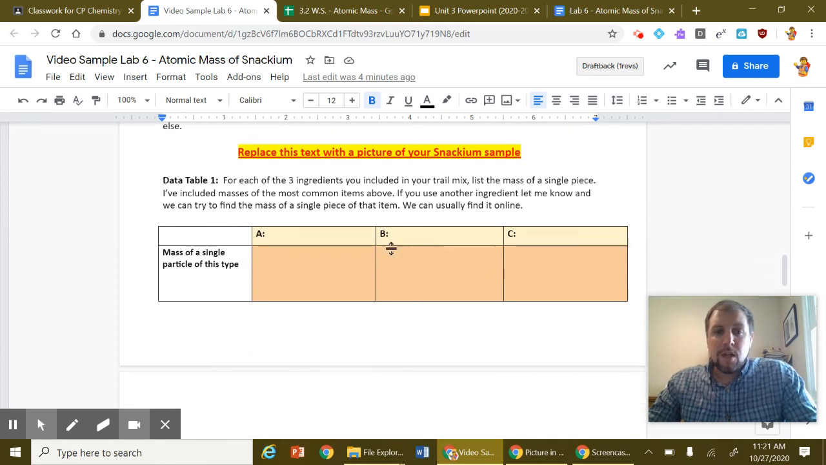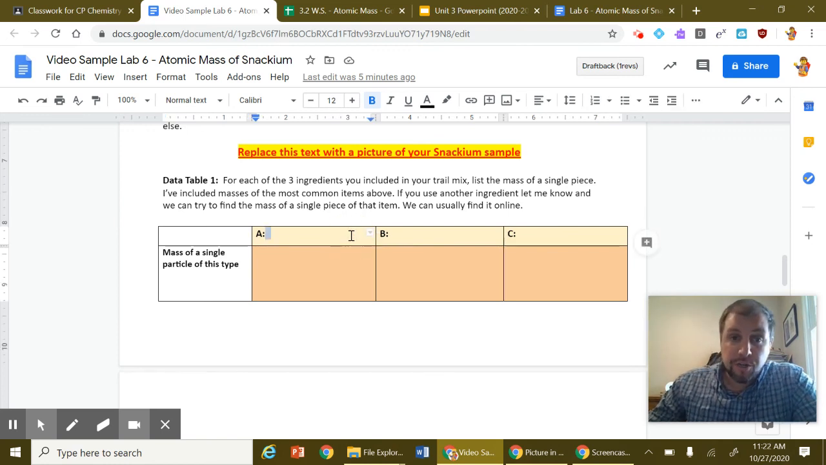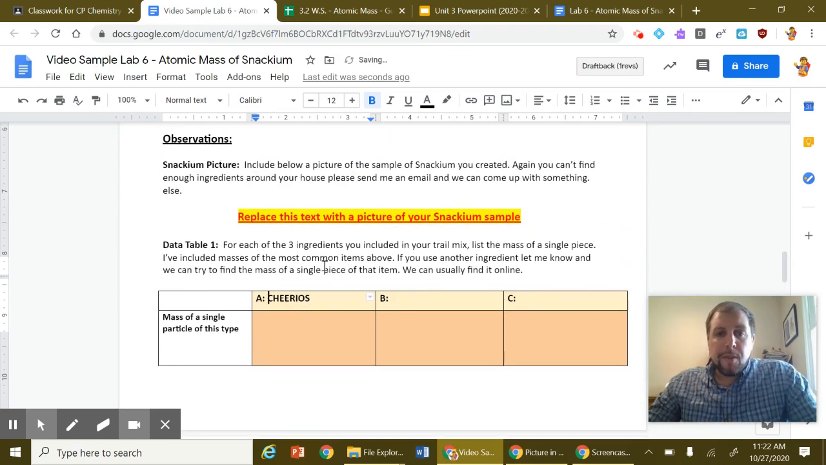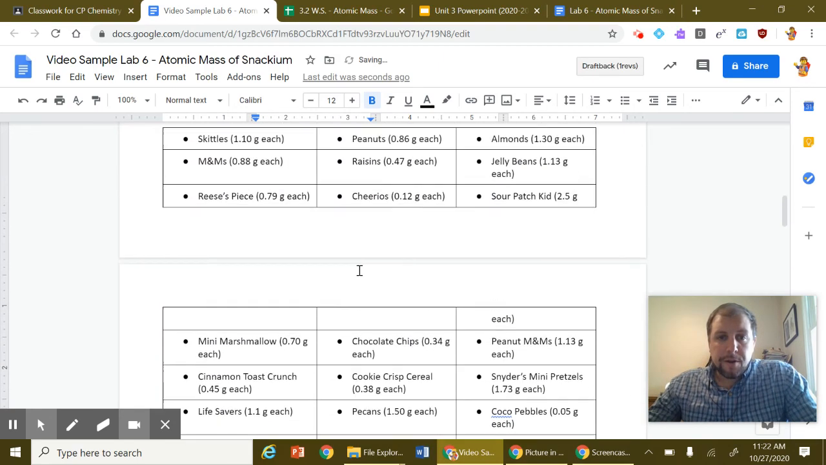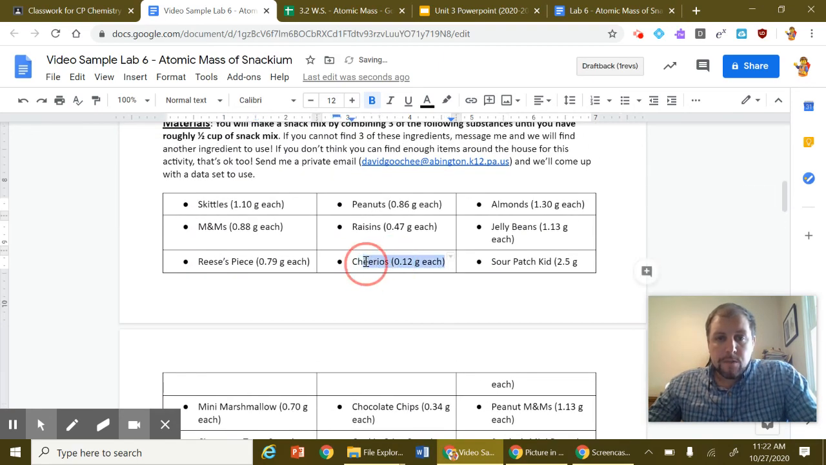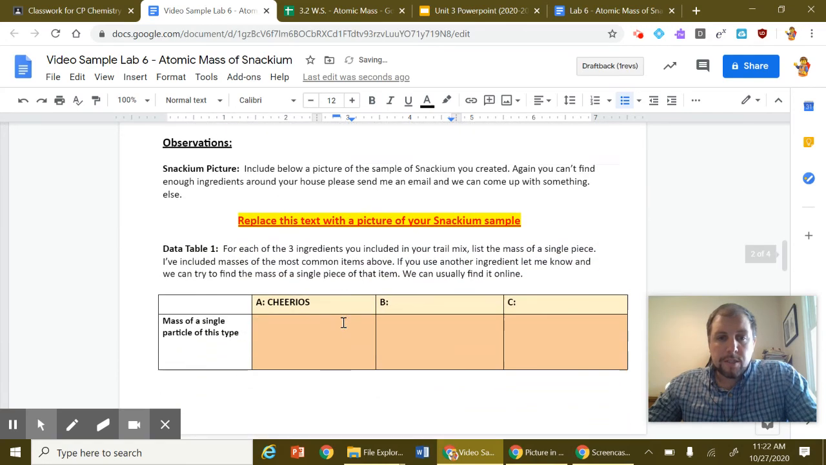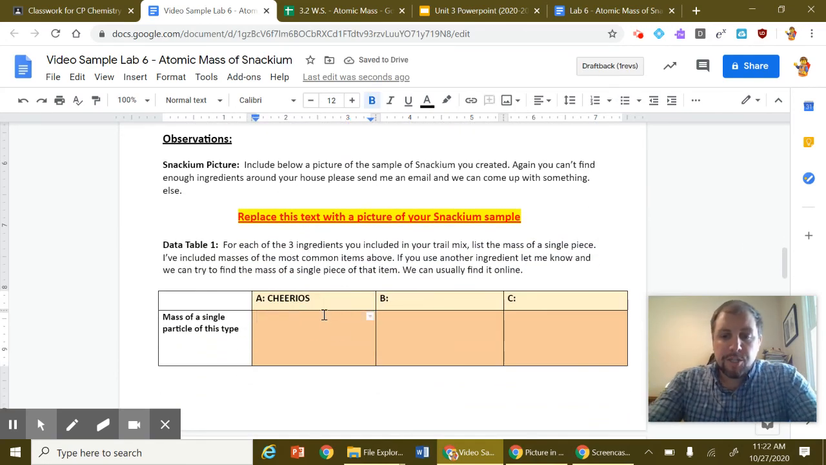First things first, I need to record what the 3 ingredients were and write down what the mass of one of each is. The first thing I chose was Cheerios. Cheerios was my first isotope, and the mass of a Cheerio is 0.12 grams.